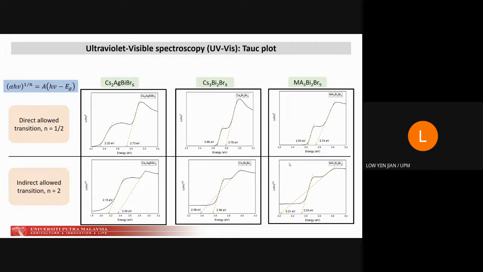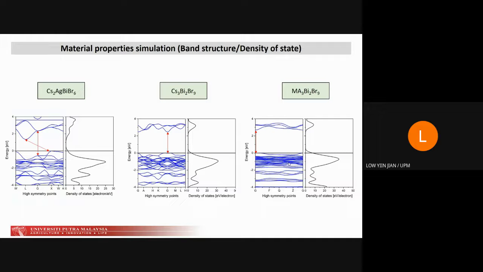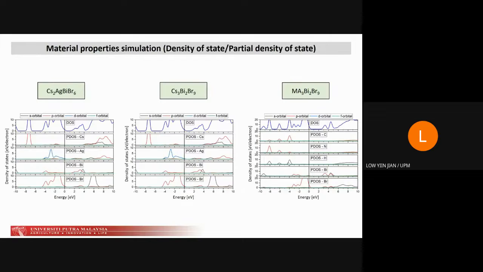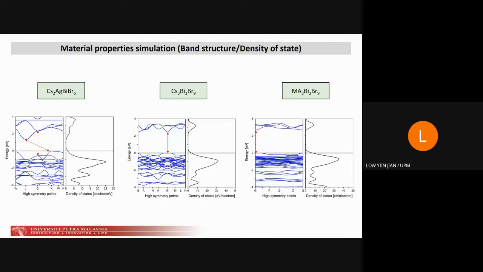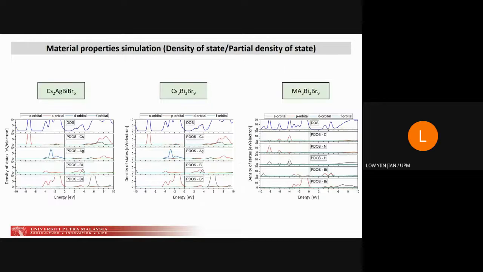And the absorption spectra obtained for all of the samples were then replotted with the Tauc equation, which allowed a detailed investigation of the material's electronic transition. And the band structure, DOS, PDOS, was generated from the DFT calculation for the energy band gap justification of the material. And all of the bismuth-based structures show that the lower band gap value originates only from the octahedron in this structure.